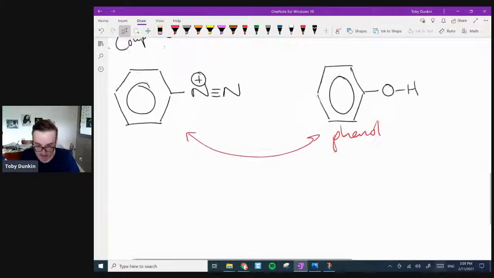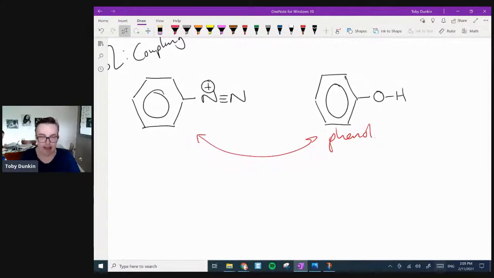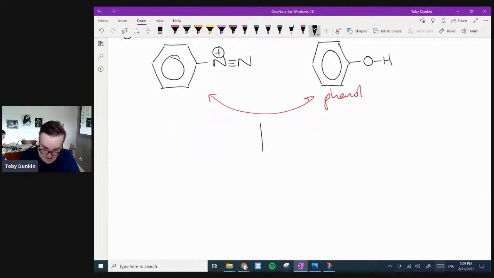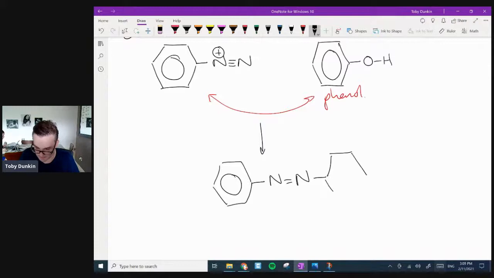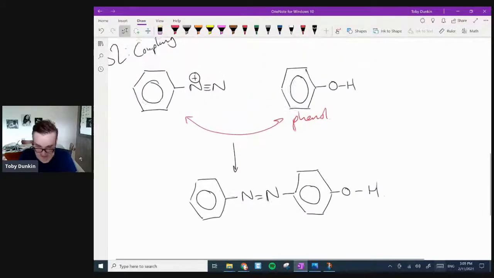Anyway, what we need to do now is link. The word coupling means to link, so these are going to join. This is why Edexcel focus on this one, and it is a bit odd. The coupling becomes this. This is what the coupling looks like, like that. So there is the azo dye.